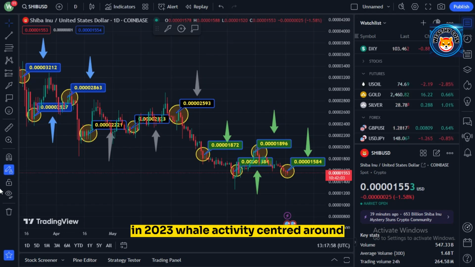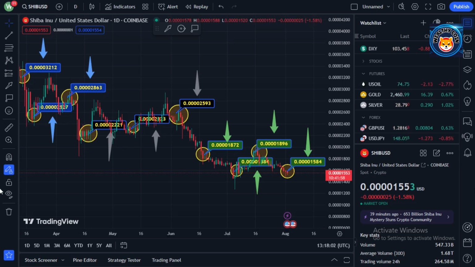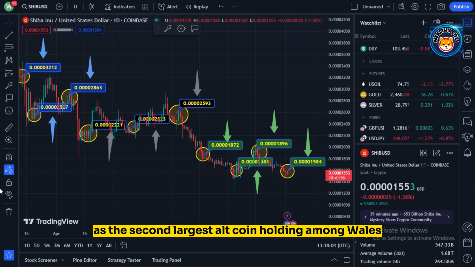In 2023, whale activity centered around Shib, according to crypto analytics company Sentiment. This is because it has surpassed Ethereum as the second largest altcoin holding among whales. Sentiment reports that the top 5,000 Ethereum holders currently own a combined total of 50 million Shib, valued at somewhat more than $735 million.